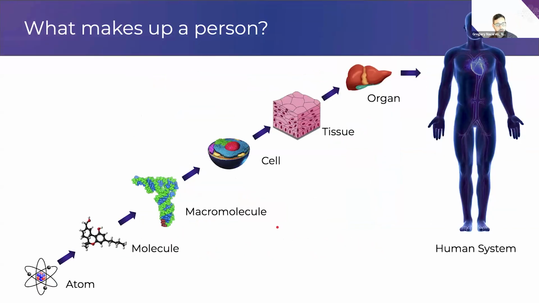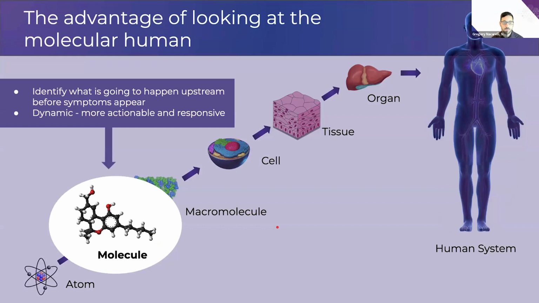So why look at metabolites? They're more upstream from the rest of our cellular components. So you have molecules, which then will combine to form macromolecules, which will then eventually combine to form cells, tissues, and eventually organs.